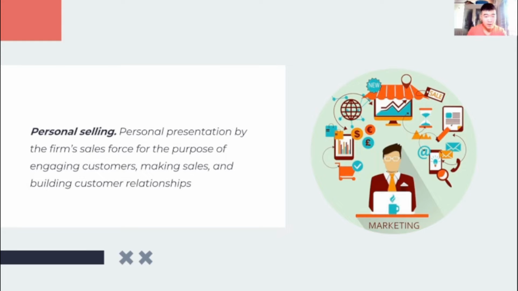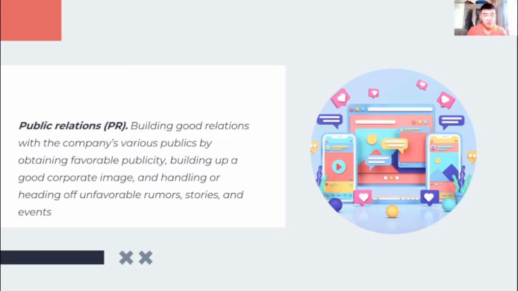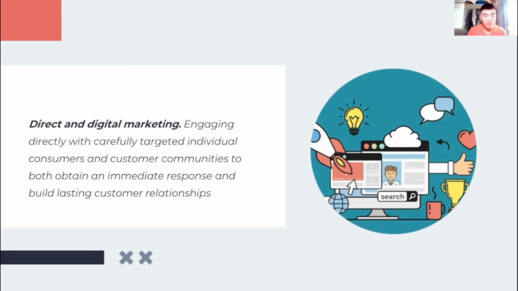And then public relations, building good relations with the company's various publics by obtaining favorable publicity, building up a good corporate image, and handling or heading off unfavorable rumors, stories and events. Then we have direct and digital marketing. We will engage customers directly with targeted individual advertisements and customer communities to obtain an immediate response and build customer relationships that last long.